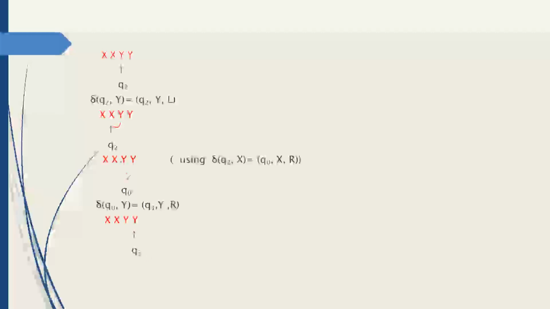Here it is changed to Q3 and the cursor has been moved to the right direction. Now you are in the state Q3, input is Y. What are we telling? Be in the state Q3 itself, let Y be as it is, and move the cursor to the right direction. The cursor is moved to the right direction.